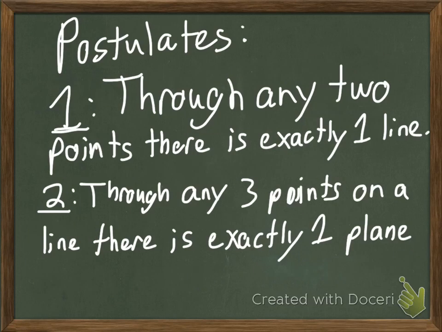Then we have what are called postulates. A postulate is just something that is assumed true and no one really disputes it. It's just a common fact. Our first postulate says that through any 2 points, there's exactly one line. That means that if I were to draw 2 points on a plane, there is only one line that will go through those points. I cannot draw any other line that will go through those.